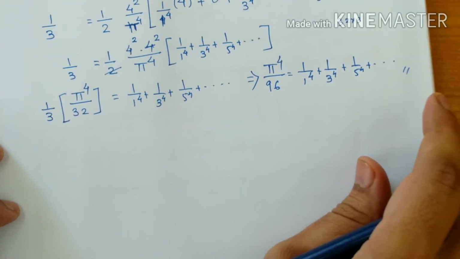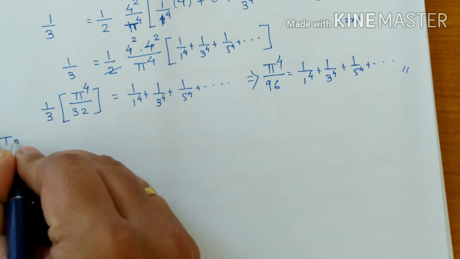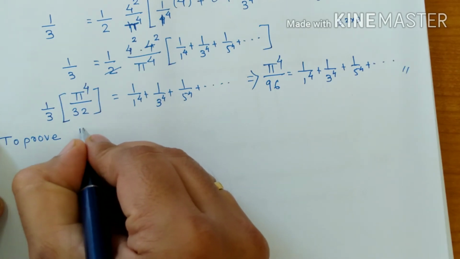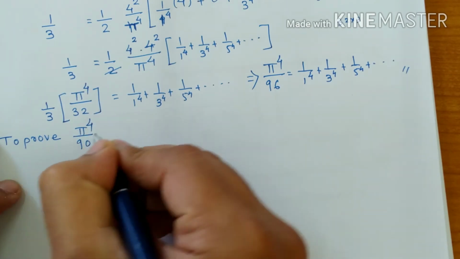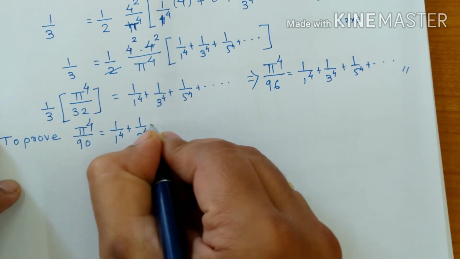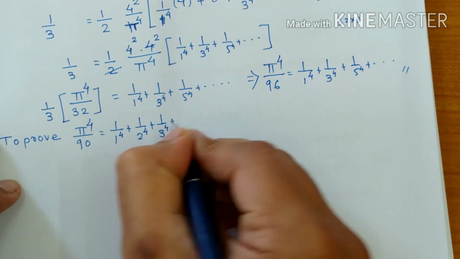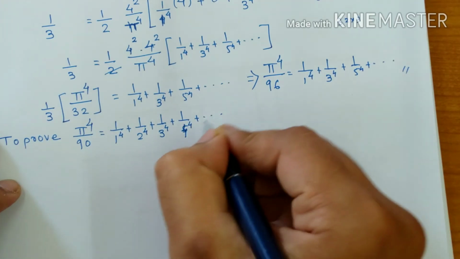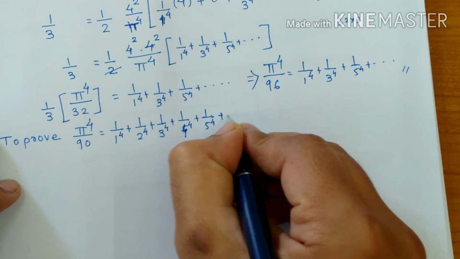Now the second one, to prove. What is to be proved here? Pi raised to 4 by 90 is equal to 1 upon 1 raised to 4 plus 1 upon 2 raised to 4 plus 1 upon 3 raised to 4 plus 1 upon 4 raised to 4 plus 1 upon 5 raised to 4 plus and so on.